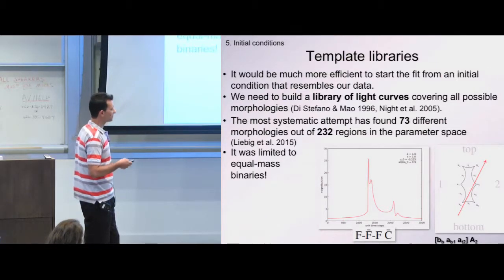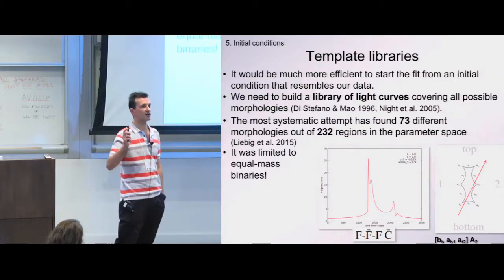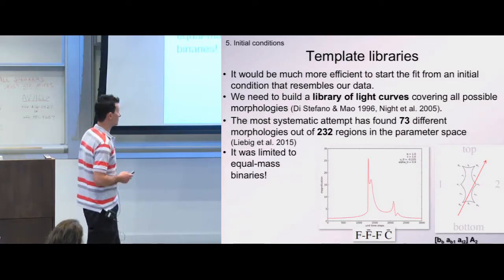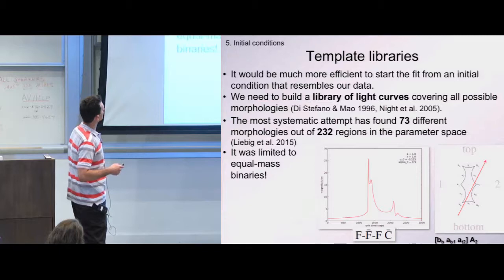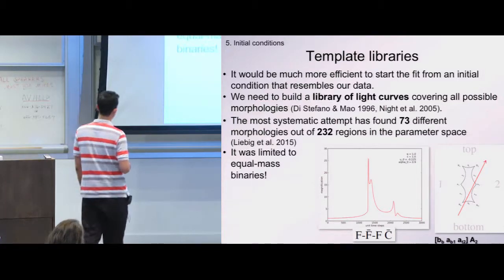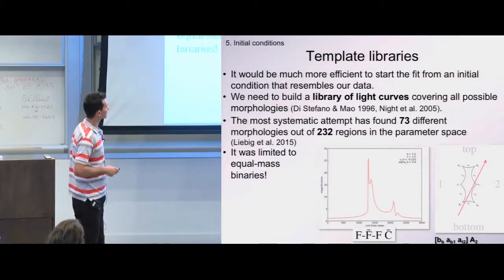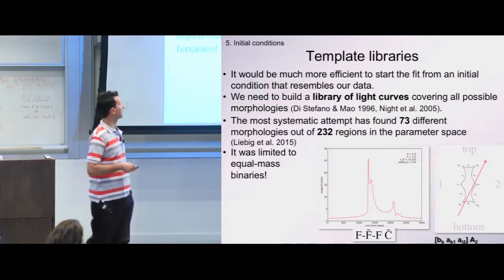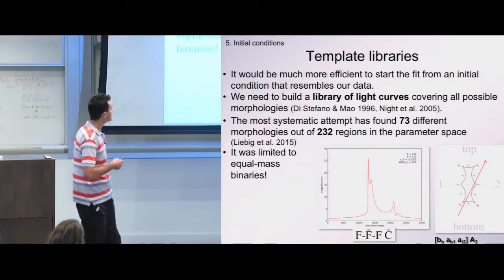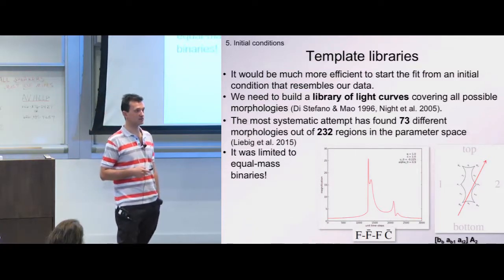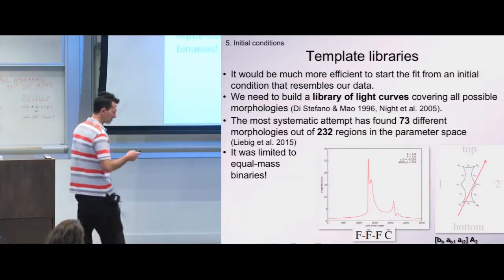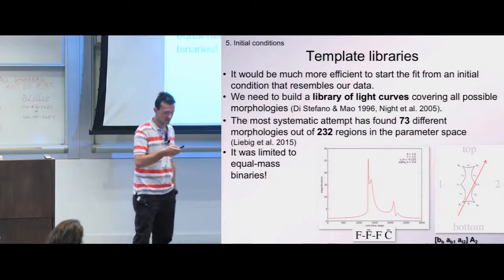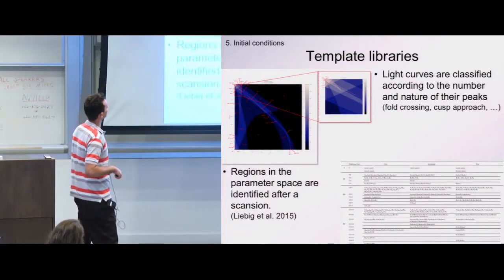But the problem is that it is difficult to make a full catalog of light curves in binary microlensing because the phenomenology is extremely broad. So the most systematic exploration has been done in 2015. Actually, it took 2 years or more to do that. But then 73 different morphologies have been found in 232 regions, and the search was limited to equal mass binaries, so without even changing the mass ratio. So we still don't know how many possible microlensing light curves you can have for the generic parameter space.